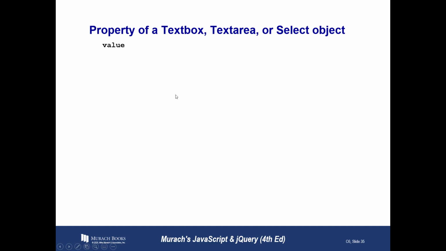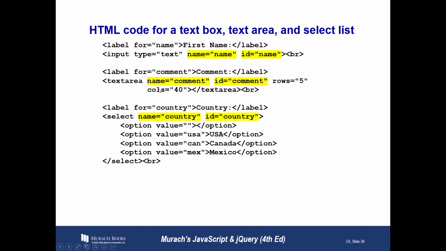Property of a text box, text area, or select object. Well, that's the thing. If it's a select object, it's whatever one you selected. If it's a text box or a text area, it's whatever text you put into it. Here's some examples.